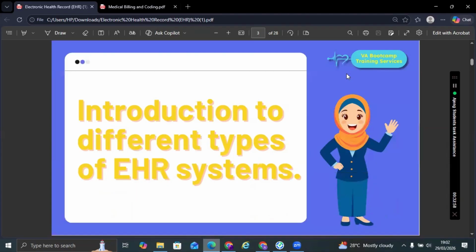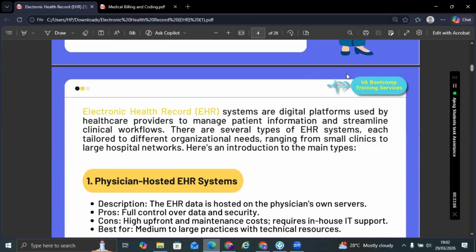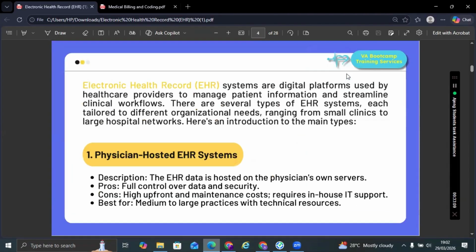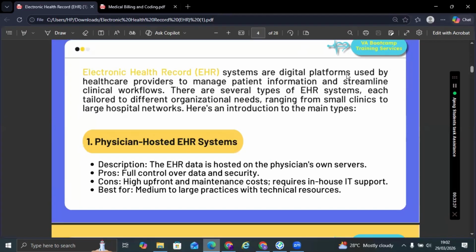Okay, so the next part is about introduction to different types of EHR system. Electronic health record systems are digital platforms used by healthcare providers to manage patient information and streamline clinical workflow. There are several types of EHR system, each tailored to different organizational needs, ranging from small clinics to a large hospital network. Here's an introduction to the main types.